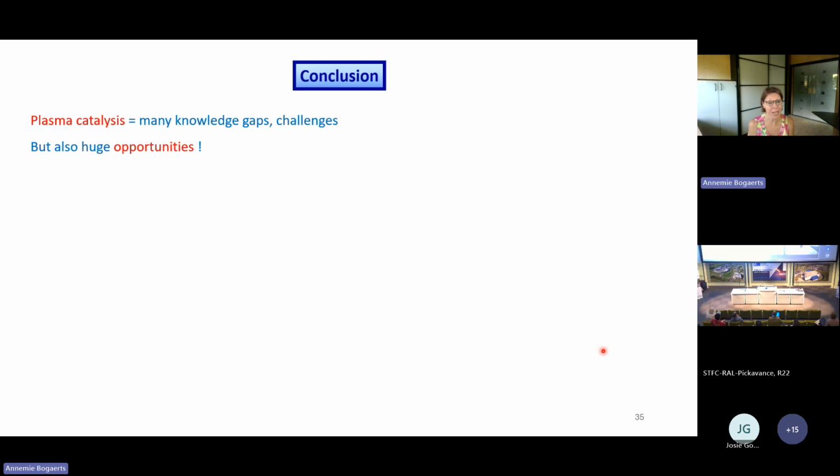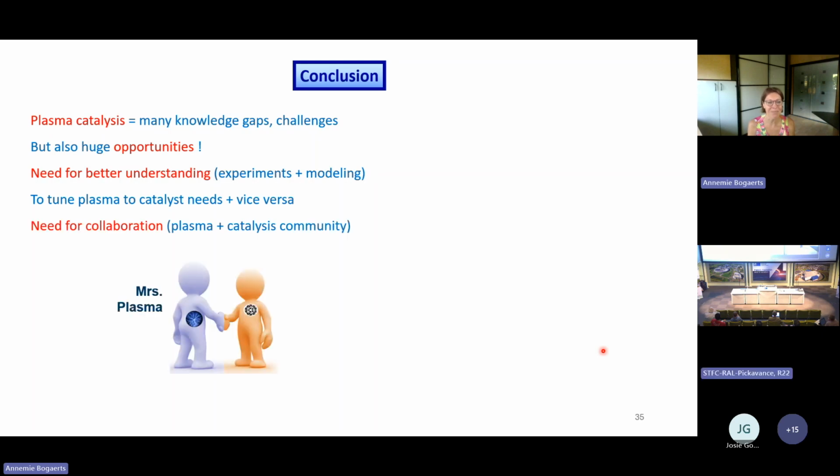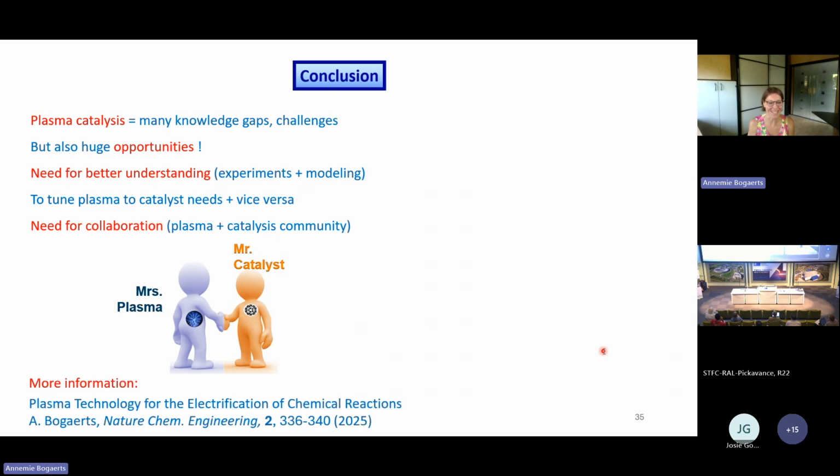So I think there are still challenges in our field, but there are also huge opportunities, and there is a need for better understanding by both experiments and modeling to tune the plasma to the catalyst needs and vice versa. And for this, we need more collaboration between the plasma and the catalysis community. So I want to shake hands. I'm, I think, Mrs. Plasma, and you are also Mrs. or Mr. Catalyst, and I would like to collaborate.